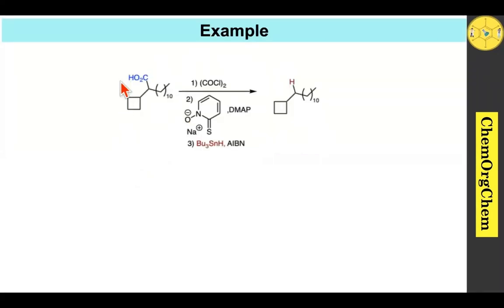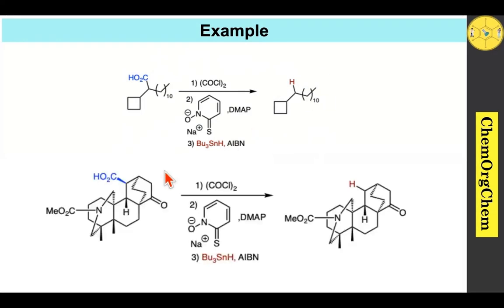Now you see this one is a carboxylic acid. When you treat it with oxalyl chloride, it produces the corresponding acid chloride, followed by treatment with the sodium salt of the thiocarbonyl derivative to produce the corresponding thiocarbonyl compound. Then treatment with tributyltin hydride and AIBN produces the corresponding hydrocarbon product. This is another example. Here you see a carboxylic acid; when you treat it with oxalyl chloride, followed by the same type of derivative, it produces the corresponding hydrocarbon product.